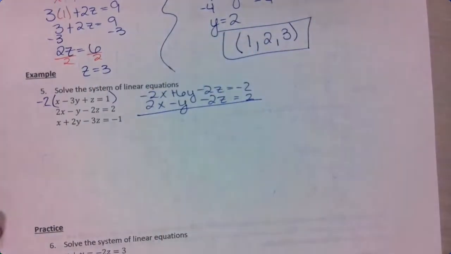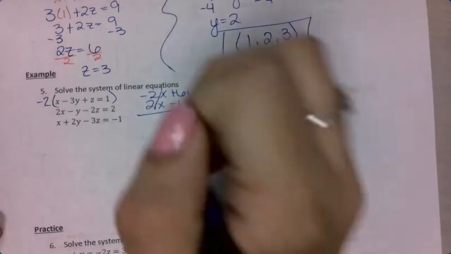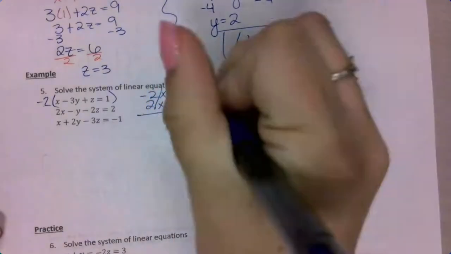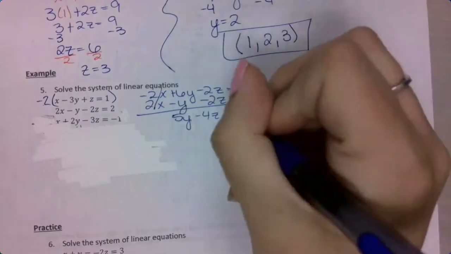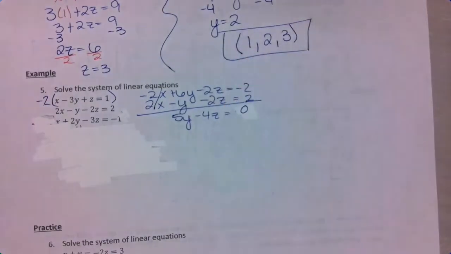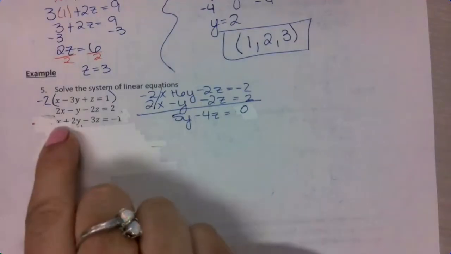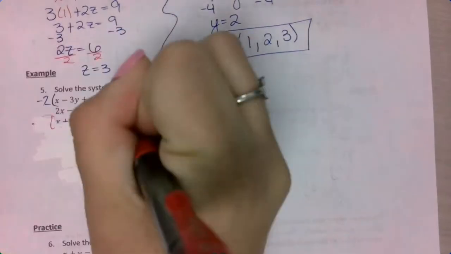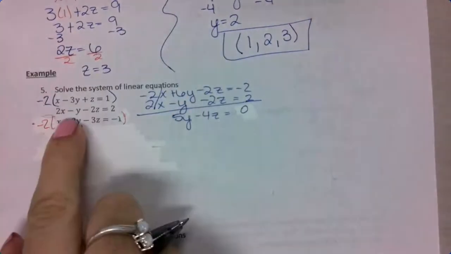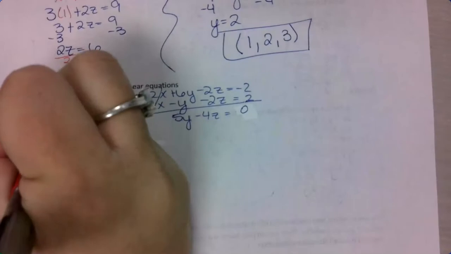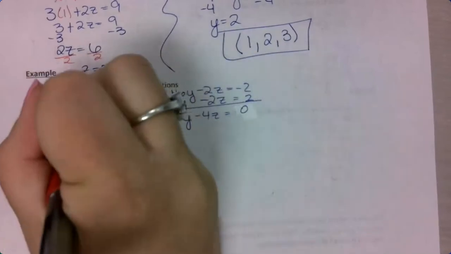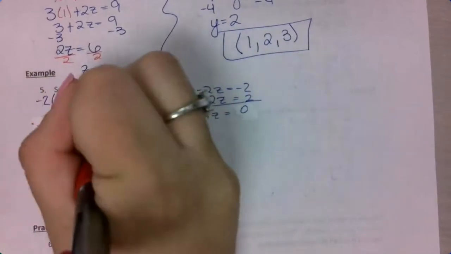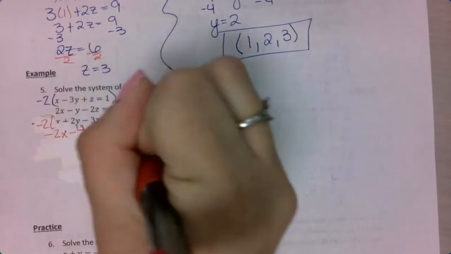So when I go ahead and add, my x's cancel out. This gives me 5y minus 4z equals 0, because -2 plus 2 is 0. Then I'm still wanting to get rid of my x's. I haven't used my third equation. So I'm going to take this and multiply by -2 to cancel it out with the middle equation. I'm going to distribute, so I have -2x minus 4y minus 6z equals +2.